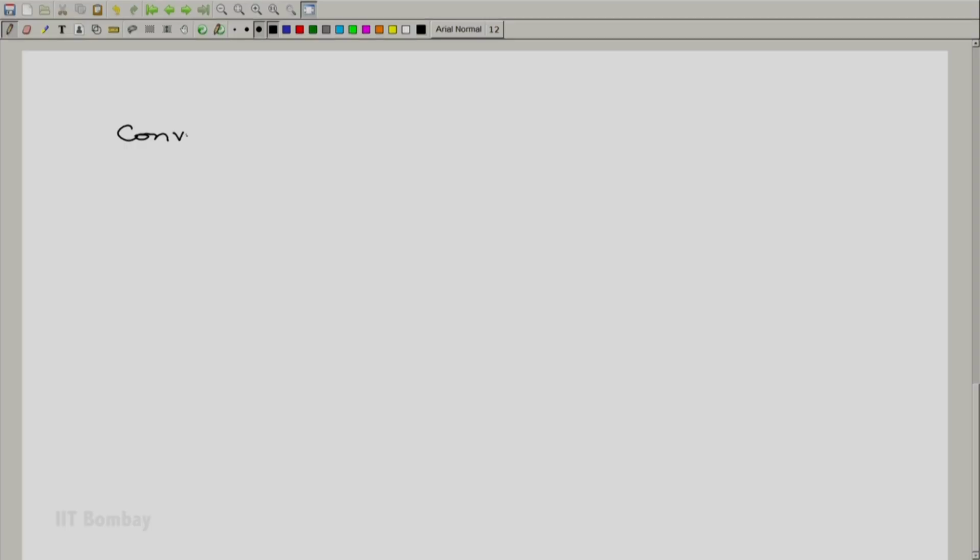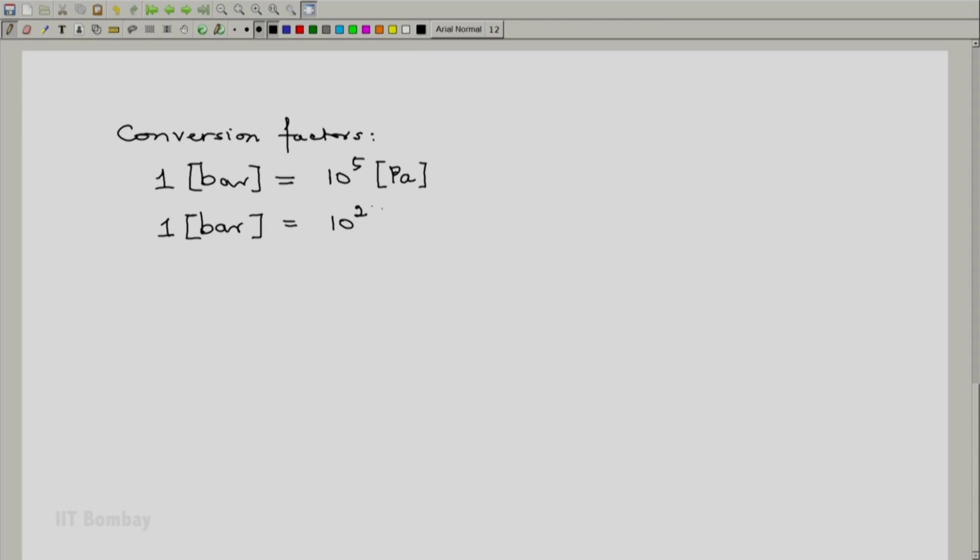The traditional way of looking at conversion factors is something like this. We know, for example, 1 bar is 10 raised to 5 Pascal, or we know 1 bar is 10 raised to 2 kilonewton per meter square. This is the traditional way of writing conversion factors.